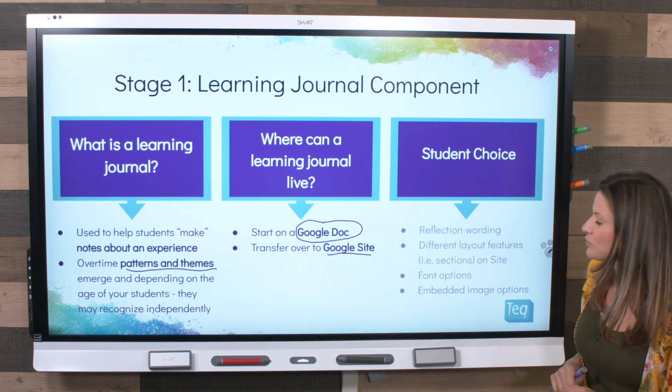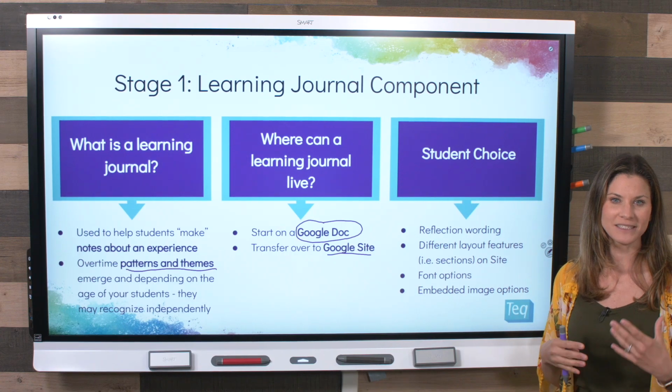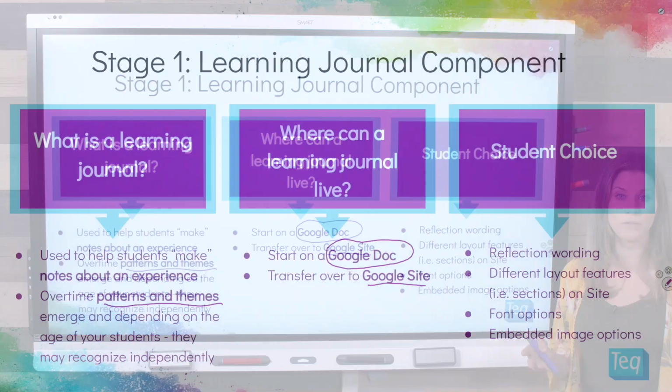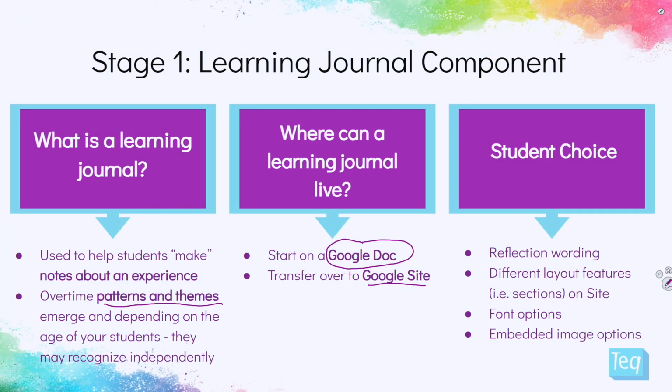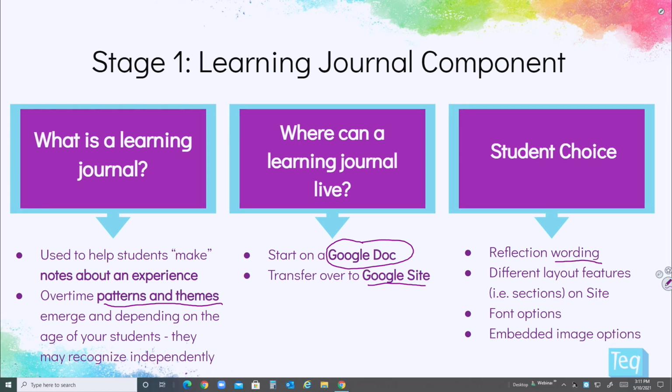And finally, student choice. So here are some opportunities depending on your group of students. You know them best. Do you want to have a certain wording that students need to use for their reflections? Is there going to be a sentence frame that they're all going to start off with? Do you want it to be super cookie cutter, or do you want students to have a lot of freedom and choice in their wording?